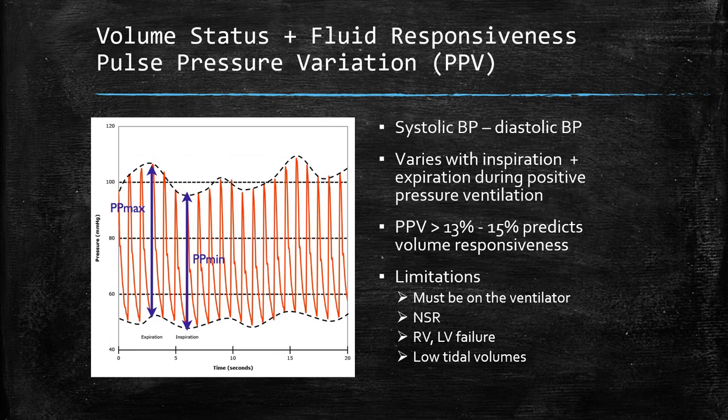If the pulse pressure variation is greater than 13% or so, this predicts volume responsiveness, whereas a pulse pressure variation less than 9% predicts volume unresponsiveness. Values in between are a so-called gray area. There are many limitations, however, to using pulse pressure variation to measure fluid responsiveness. The first and most obvious limitation is that the patient must be on the ventilator. They also must be in normal sinus rhythm, and they can't have right ventricular or left ventricular failure. Lastly, if they're on a low tidal volume protocol, this will lead to spurious results as well.